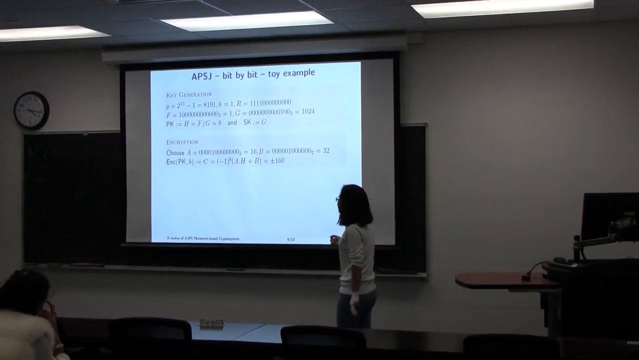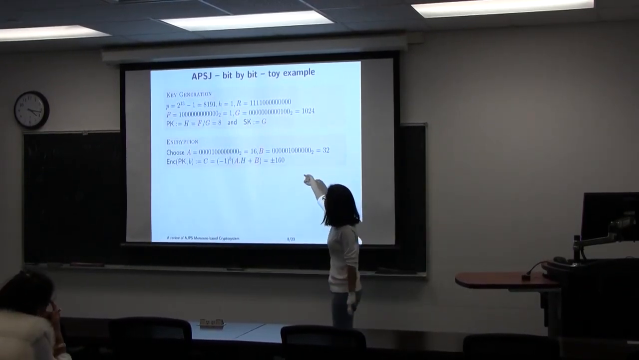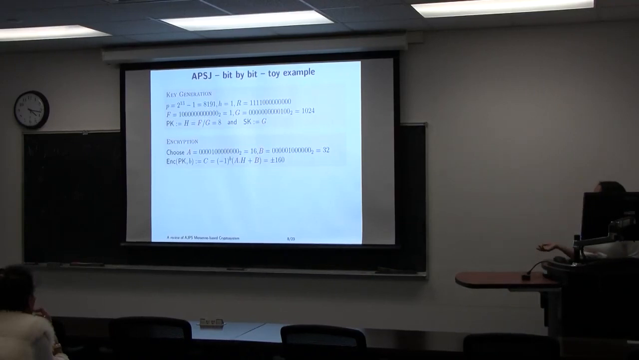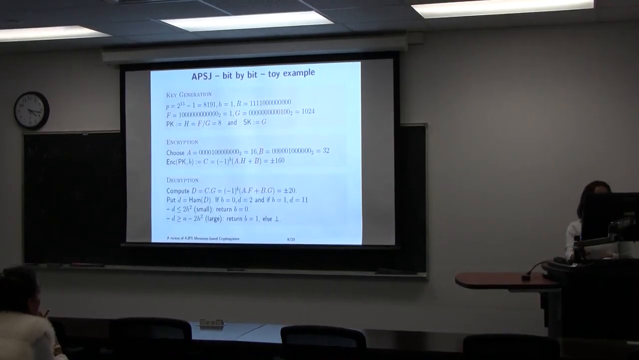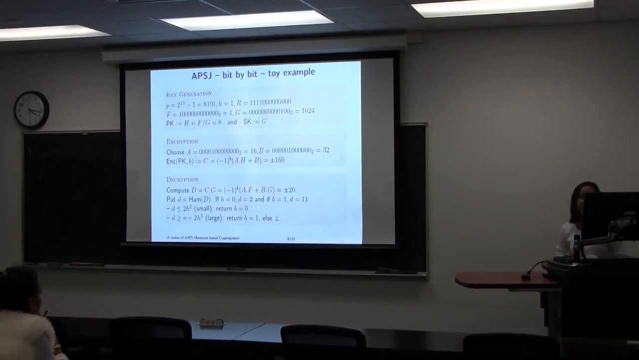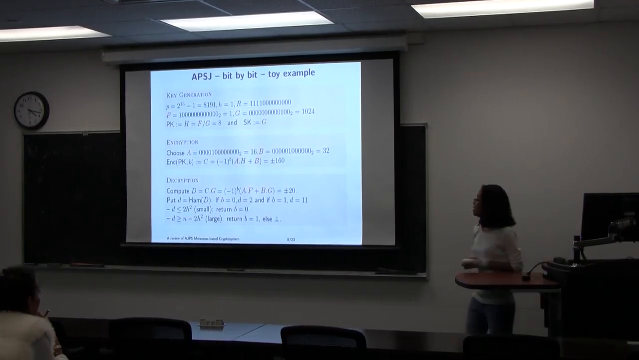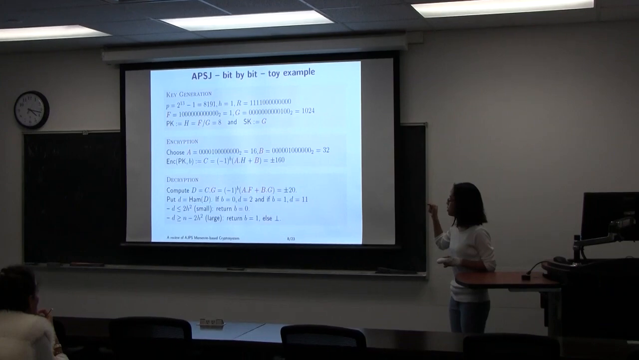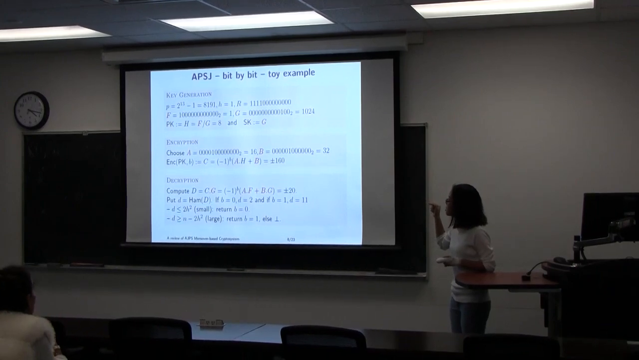So we compute the ciphertext C. The ciphertext C will be equal to 160 or -160. We just leave it alone here, and then for the decryption, we compute it again, and then we obtain D equal to 20 or D equal to -20. And here we will see that for D equal to 20, that means B equal to 1.